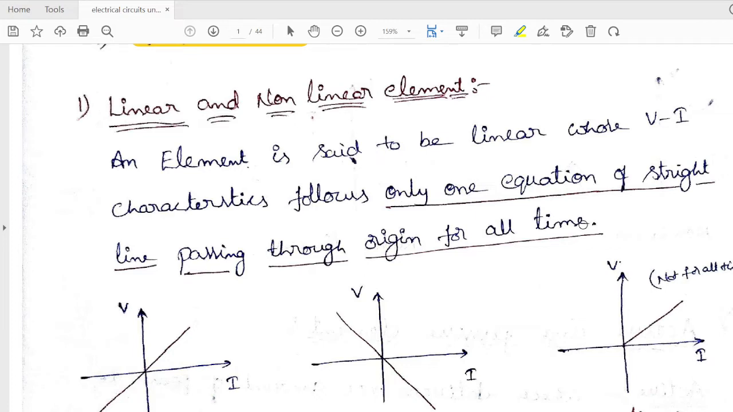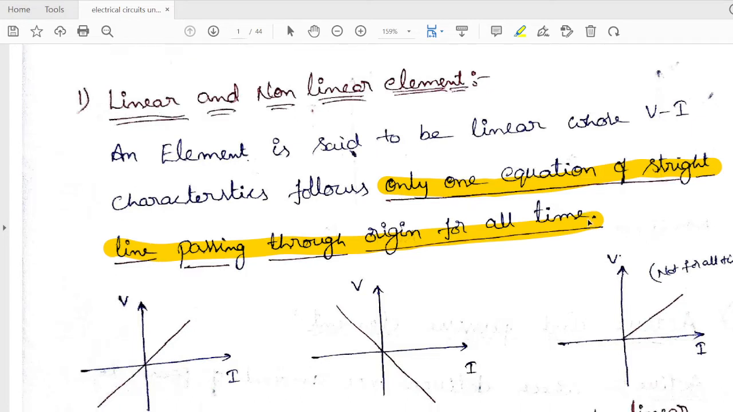So all of you must remember this. It must be only one equation of straight line passing through origin for all time t. Then only we can say the element as linear. Now let us try to understand this with some examples.